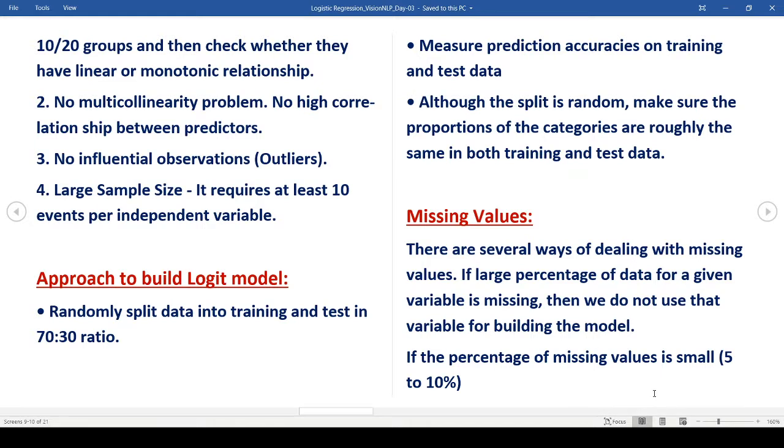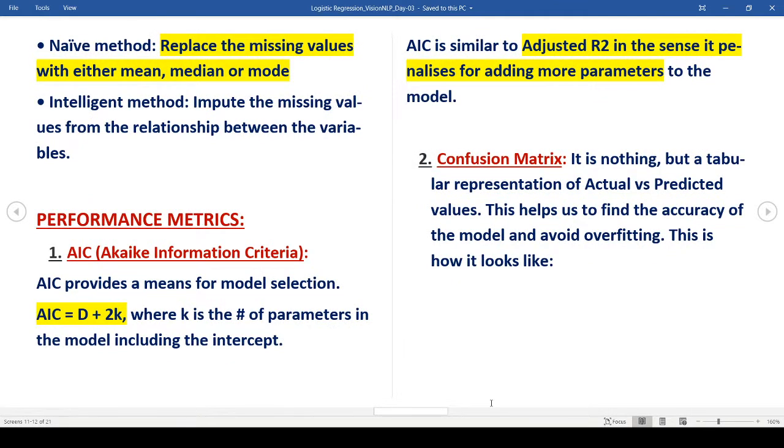So if the percentage of missing values is small, 5 or 10%, then we can still consider it. But if I have missing values of maybe 20%, 30%, or even 60%, we do not consider that particular column. So if I have 5 to 10% missing values, what exactly do we do? We replace them, because you always need data to do some analysis and build a model. If you have a null value, we should do something about it. So we replace the missing values with either mean, median, or mode.